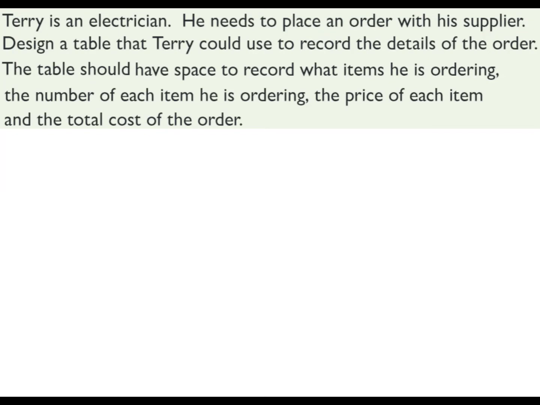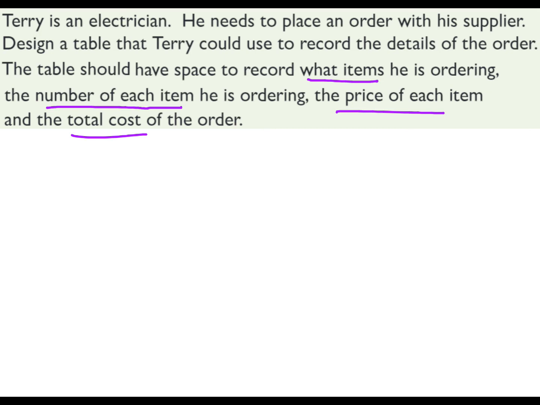Terry is an electrician. He needs to place an order with his supplier. They want us to design a table that Terry could use to record the details of the order. The table should have space to record what items he's ordering, the number of each item he's ordering, the price of each item, and the total cost. So these would be things that you could place in your columns, with the items themselves being the rows.